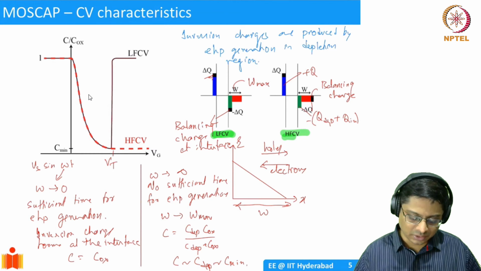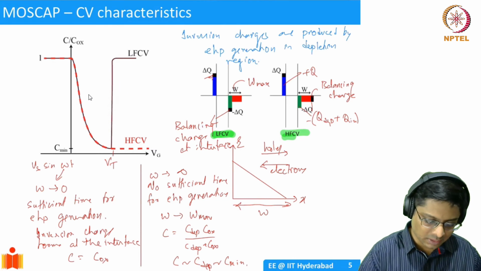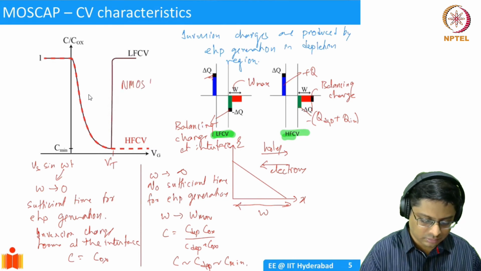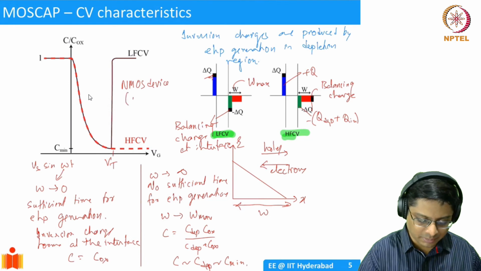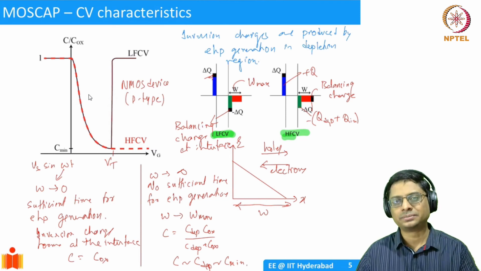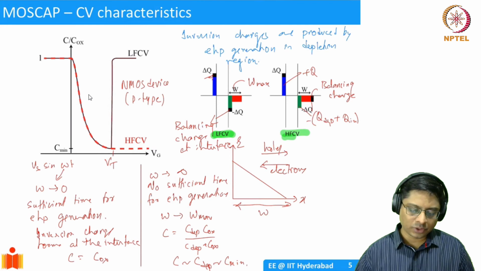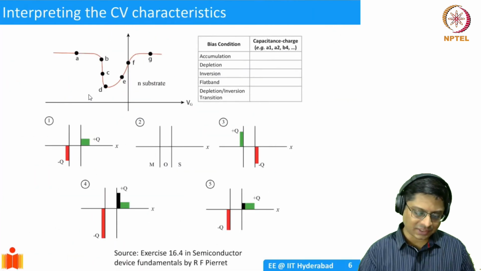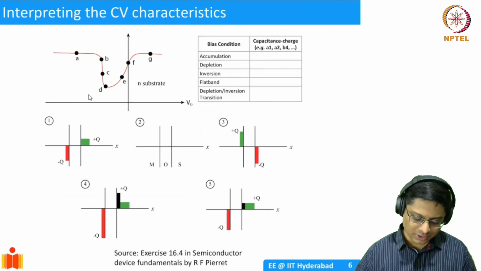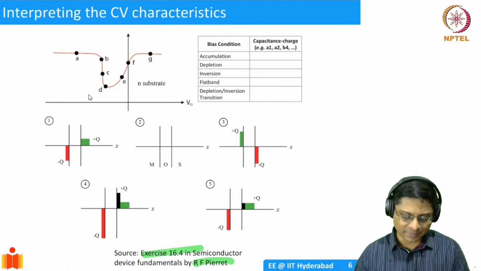So far we have considered only an NMOS device. I didn't mention it, but this is a P-type substrate. All the charge diagrams are for a P-type substrate. What happens if you take an N-type substrate? To explain that, I have an exercise from the textbook. Please refer to exercise 16.4 in Pierret. This is adapted from there.